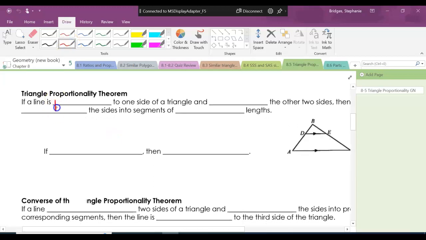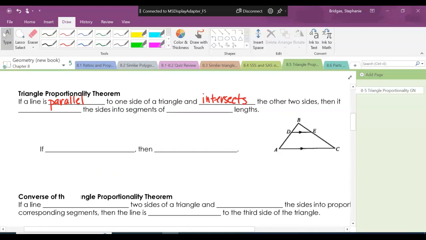So the first one, if a line is parallel to one side of a triangle and intersects, which is just another word for touches, two other sides, then it divides the two sides into segments of proportional length. I can't spell.